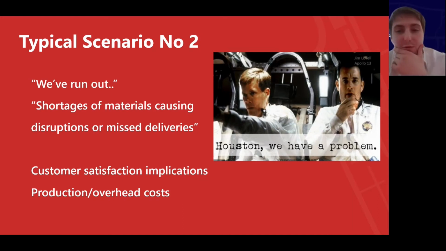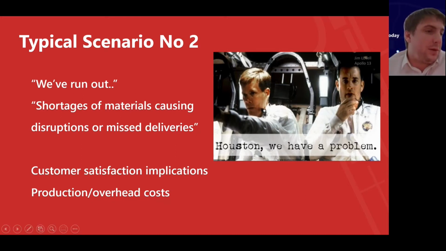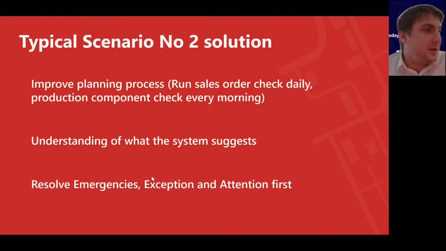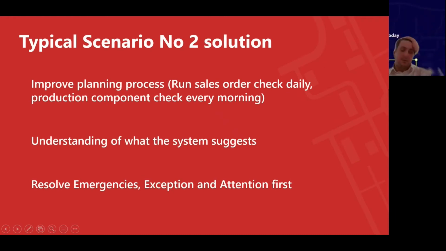We've run out. We have a lot of shortages. We need to modify the system so it doesn't let us release a production order without having material. We have, you know, sales orders we can't ship because we haven't planned production. That's something which happens really often, and the impact of it is customer satisfaction implications and obviously added cost. Yeah. So what do we do about it? There are some options within the planning process.